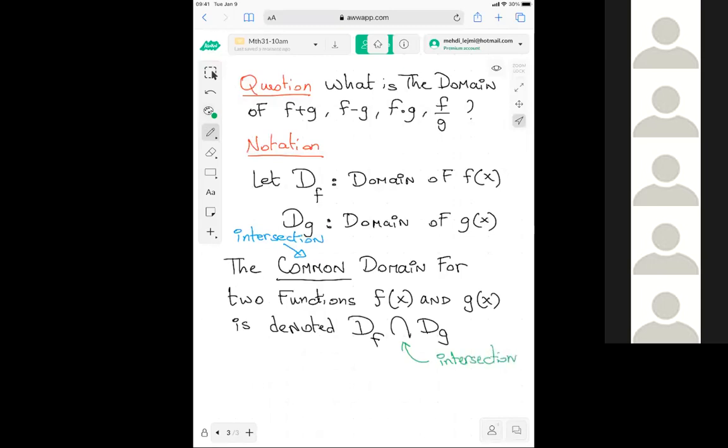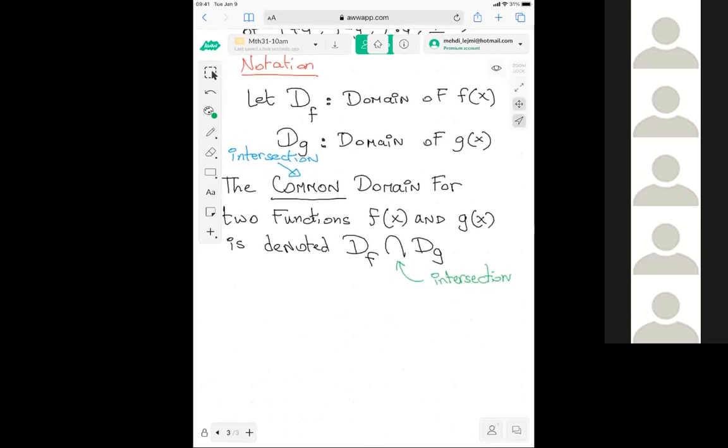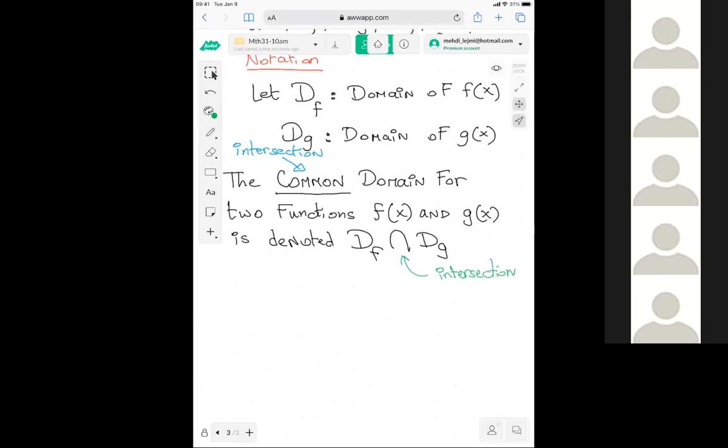Right. So remember, guys, if you have a capital U, that means the union. But if you have a reverse capital U, that means the intersection, or the common domain. So let's do a couple of examples. How do we find the common domain of two functions? So here's an example.